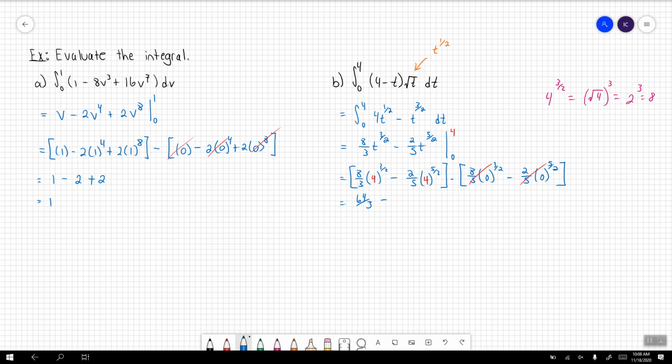Minus, we're going to do the same process here. Square root of 4, that's going to be 2. 2 to the 5th, that's going to be 32. 32 times 2 is 64 divided by 5. Now I want the same denominator. So I'm going to take 64 and multiply that by 5. I should get 320 over 15 minus, I'm going to take 64 and multiply by 3. It's going to be 192 over 15. And so now all I have to do is 320 minus 192, which should get me 128 over 15. And there's the final answer.